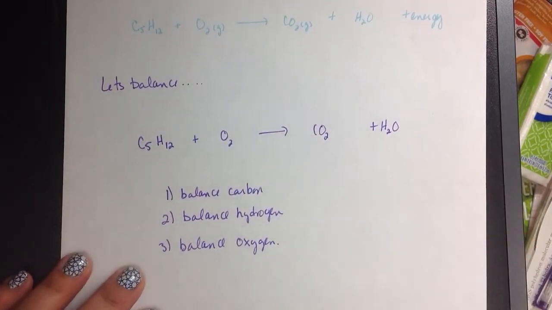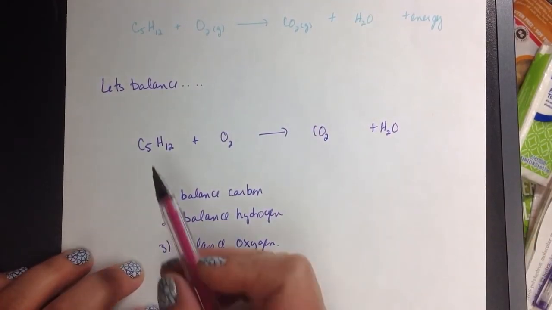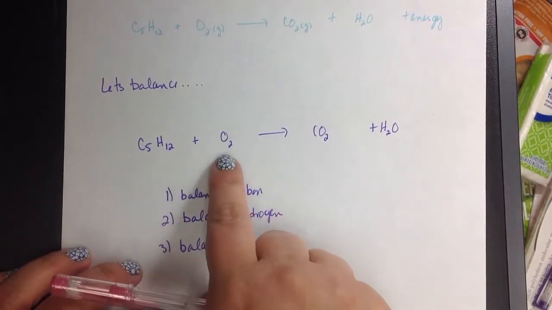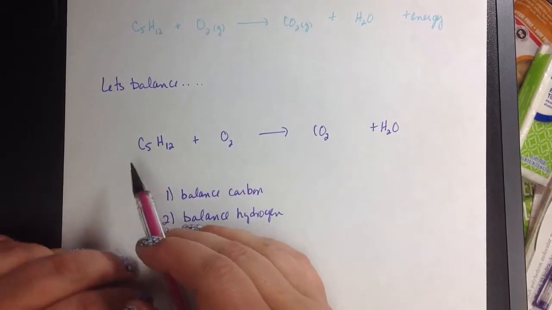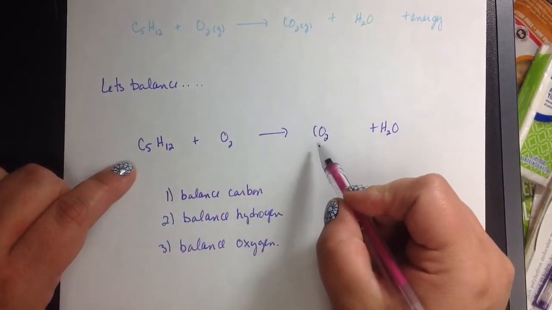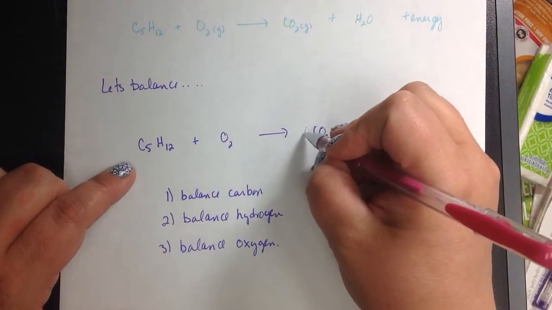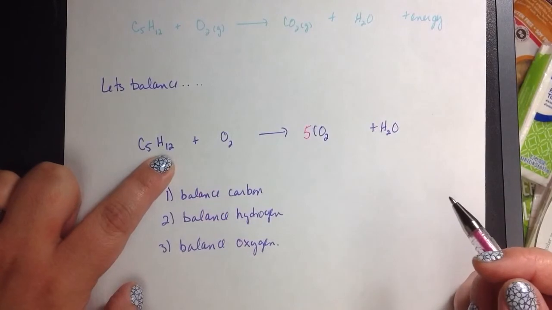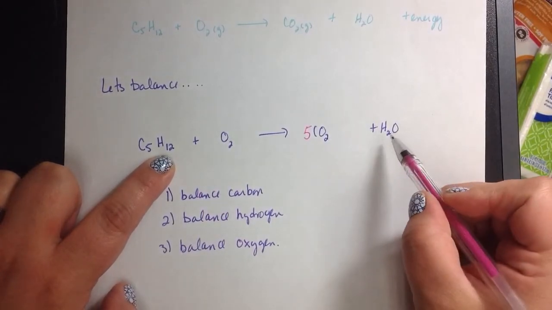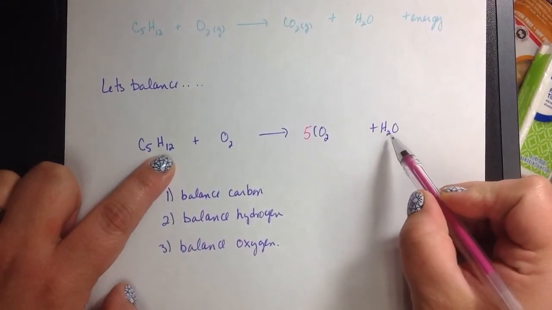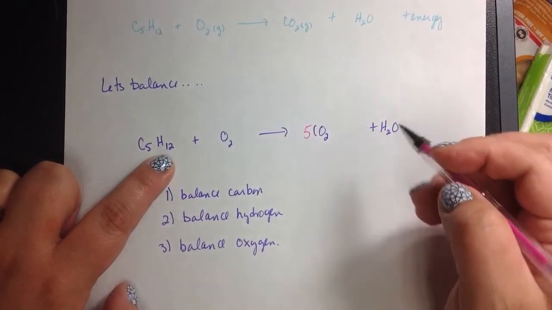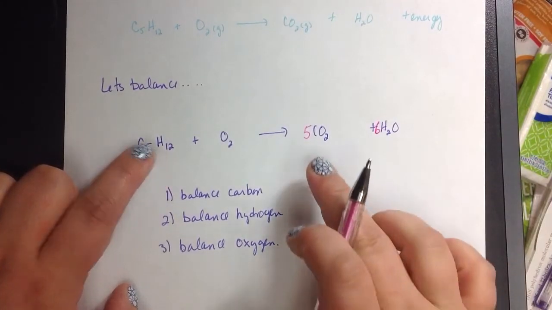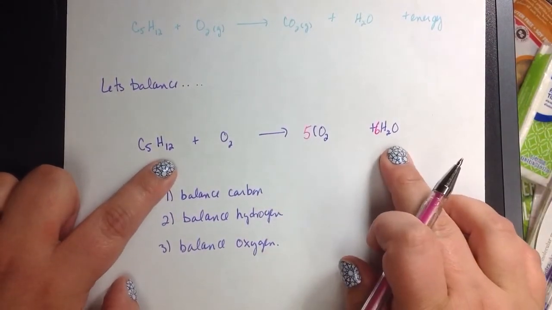Here's how I would suggest balancing these. I'm going to start with this one right here and see how it affects over here, and then worry about that. Okay? So I've got 5 carbons over here. Let's worry about carbon only. I'm going to put 5 over here. I've got 12 hydrogen on this side of the equation. Now these come as H2, which means I need to divide that in half. So now I want 6 H2. My carbons are balanced, my hydrogens are balanced.